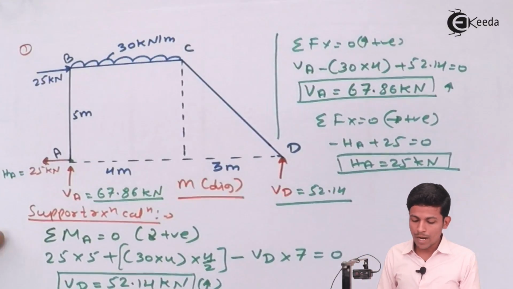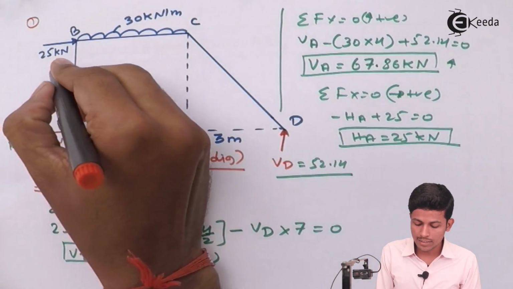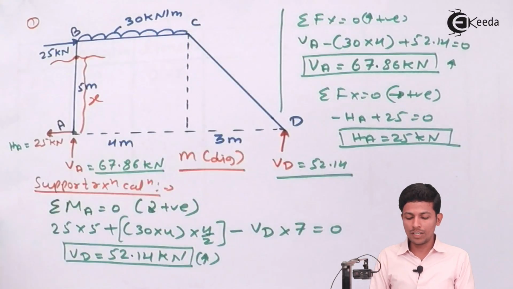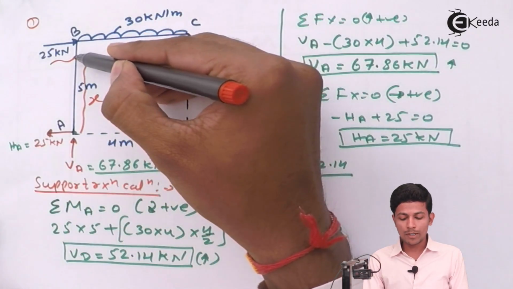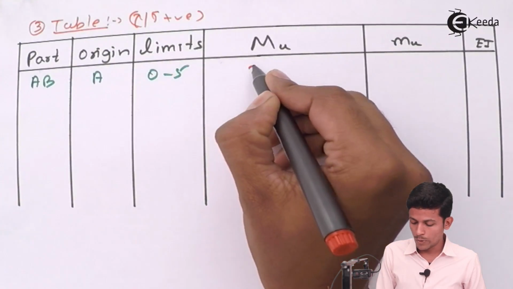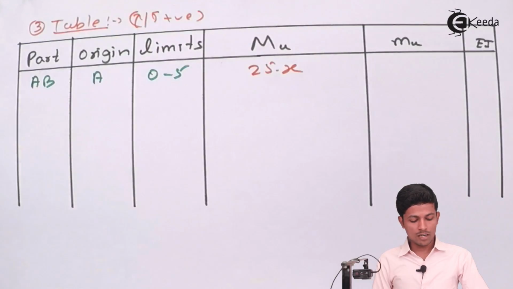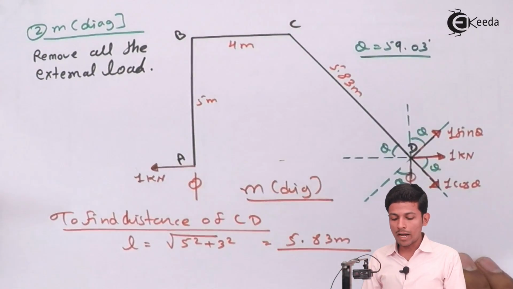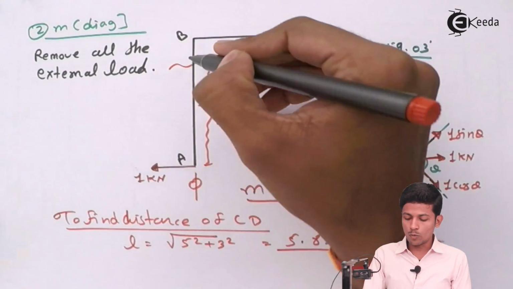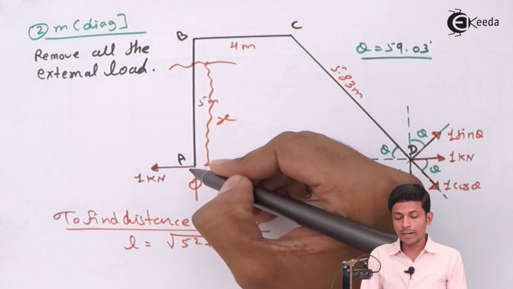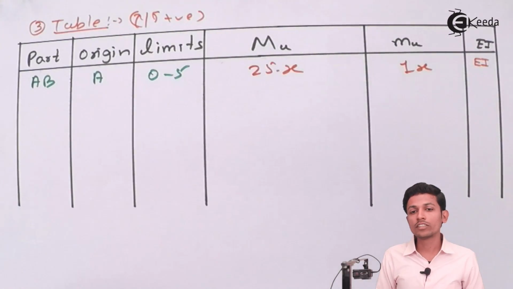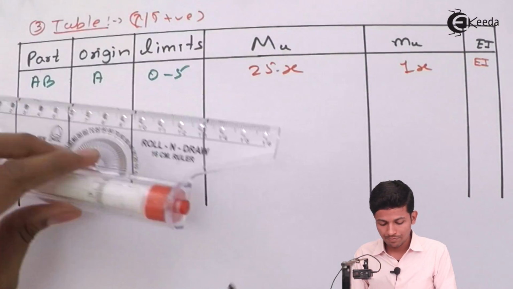Now what about M? It is nothing but the M diagram. In the M diagram you are taking a section over here, and this distance will be x. You are taking bending moment over here, and 25 will come positive, 25 into this distance x, so 25 into x. Now we come to the small m diagram. In the small m diagram, we are taking a section over here, and this distance will be x. Taking bending moment over here, this will come 1 into x. EI will be constant.